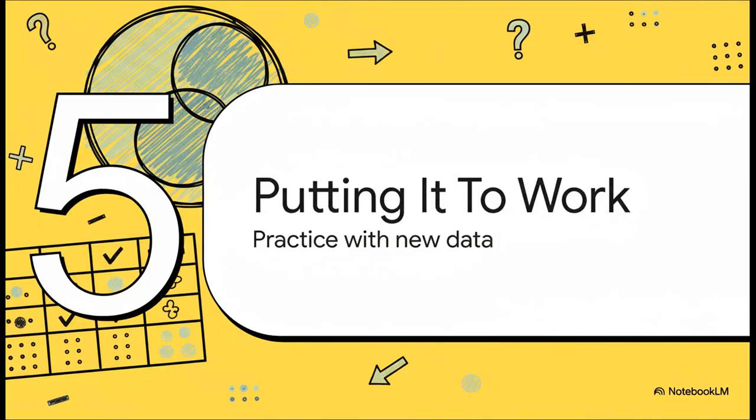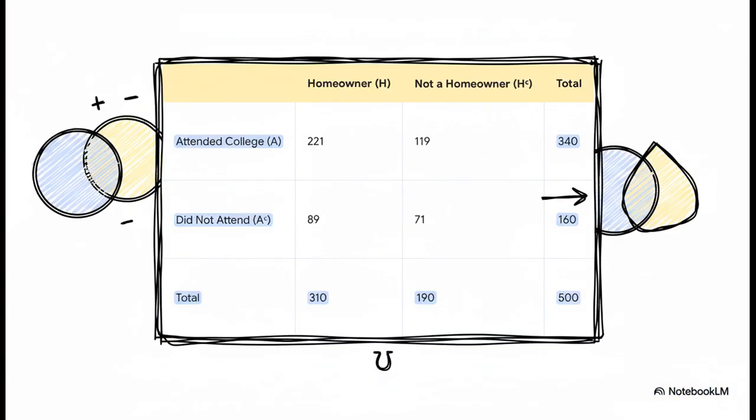Okay, you've learned the theory, you've seen the tools. Now let's just build up some confidence by applying all this to a couple of new scenarios. Let's do some reps. Okay, check out this new table. It's got data on home ownership and college attendance for 500 adults. Now, if I asked you for the probability that a person attended college or is a homeowner, how would you do it? Well, you know the drill now, right? You take the total who went to college, add the total who are homeowners, and then what's the crucial last step? You subtract that overlapping group of 221 who are both.